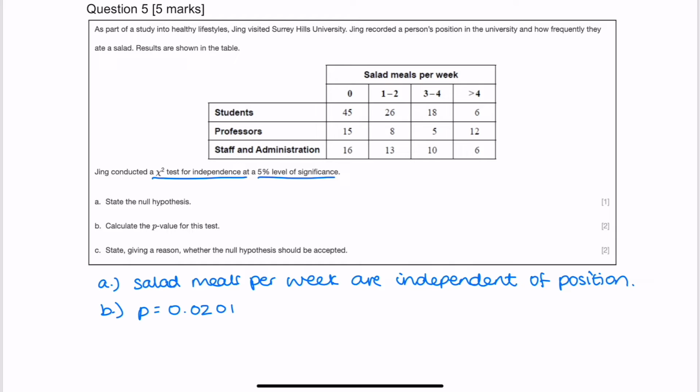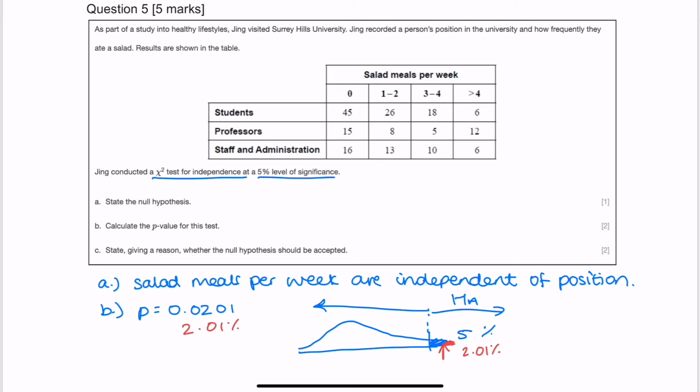And the last part is to state whether or not we should accept or decline the null hypothesis. And if I was to graph this and look what it might look like, I've got my chi-squared test, and we're interested in a 5% significance level. The value that I've got is, this is kind of like 2.01%. So I'm looking at a much smaller region, 2.01%. So that is on the right-hand side of the graph, which is the alternative, okay? If it was this side of the 5% value, then I would be interested in the null.